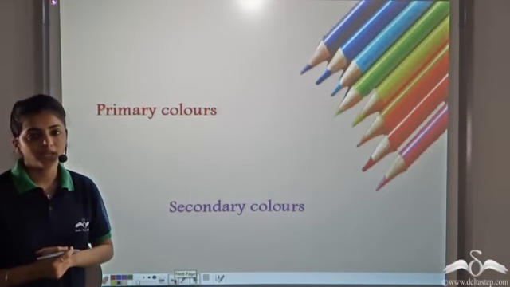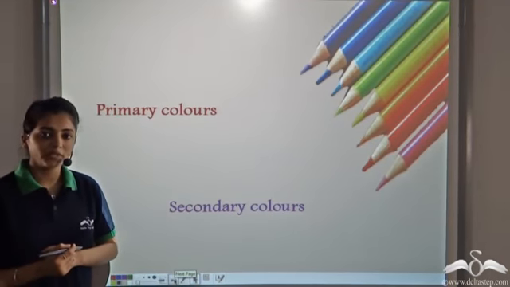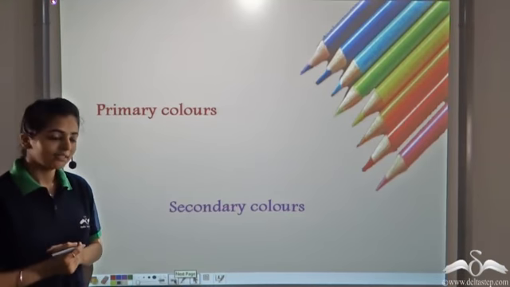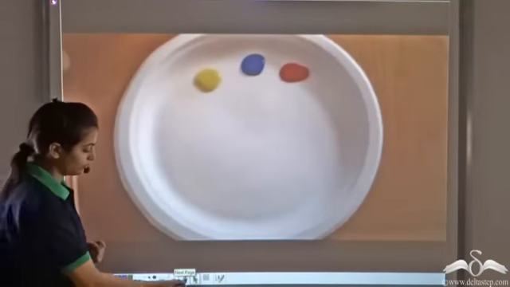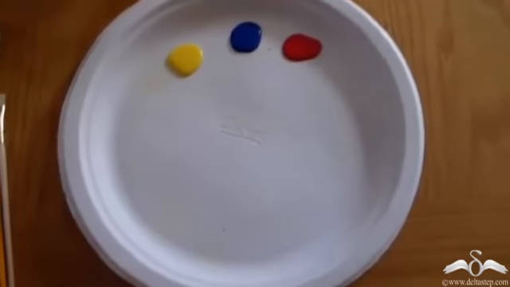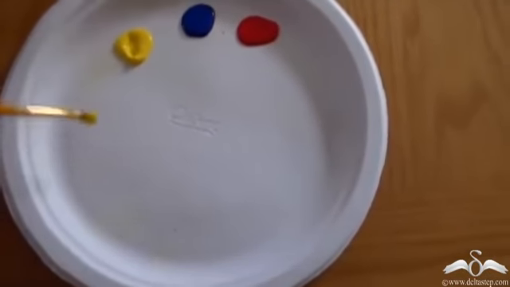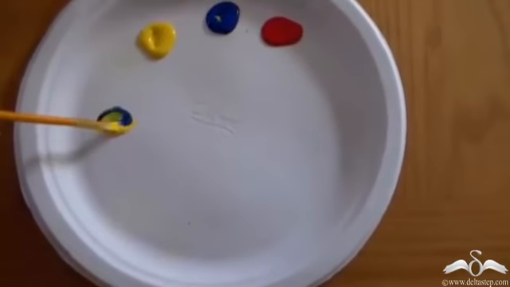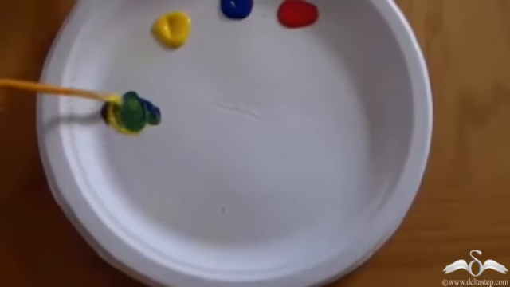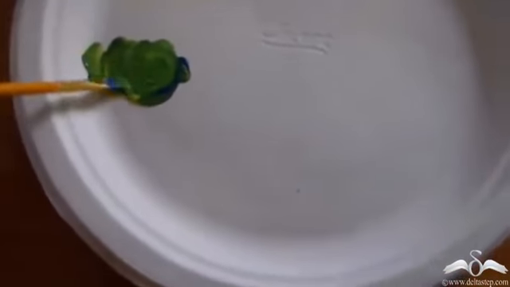I am sure you have studied primary colors and secondary colors in your junior classes. Can you tell me the three primary colors? There are three primary colors: red, blue and yellow. When you mix any two or more primary colors, you get the secondary colors. So when you mix yellow and blue, you get green. So mixing the primary colors in different proportions gives us the secondary colors.